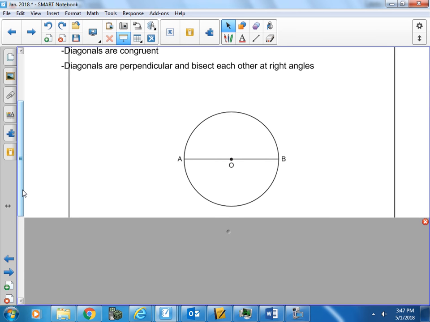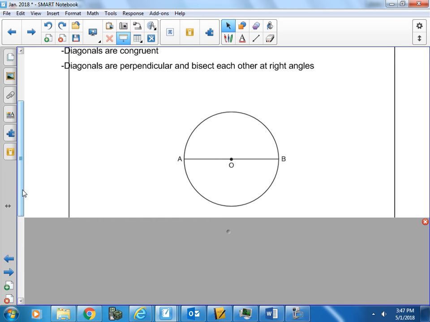I've seen this question before where they just tell you to do a square inscribed in a circle, and you have to draw the circle, you have to draw the diameter, and then go from there. Here, they give you the circle with the diameter. They actually did the first couple of steps for you. So let's go ahead and do the rest.